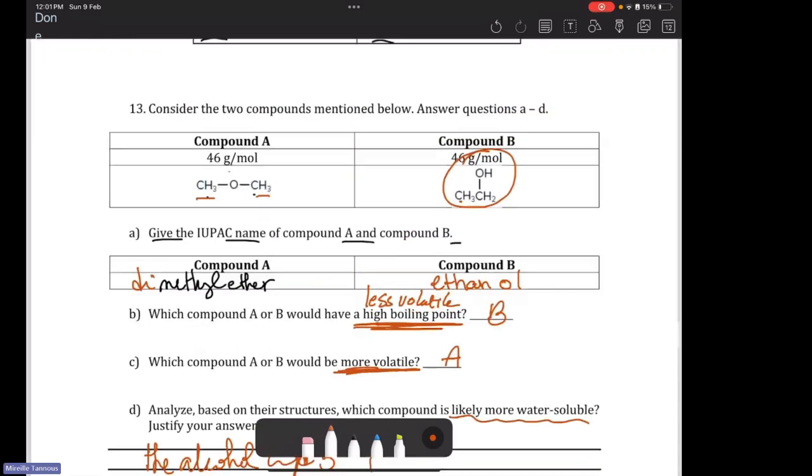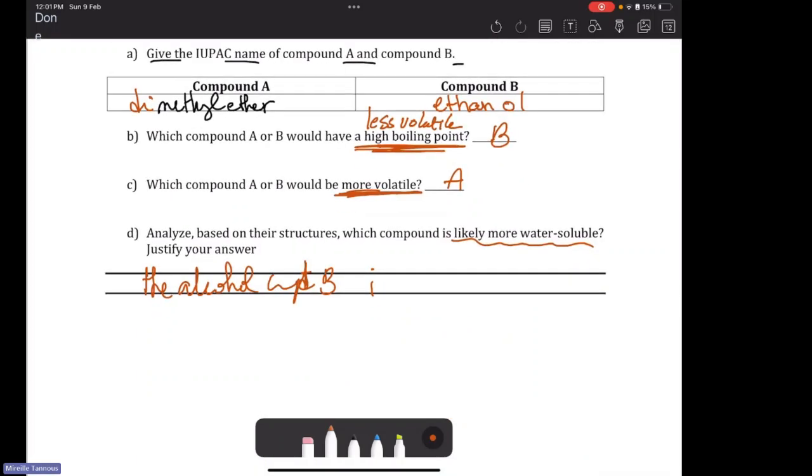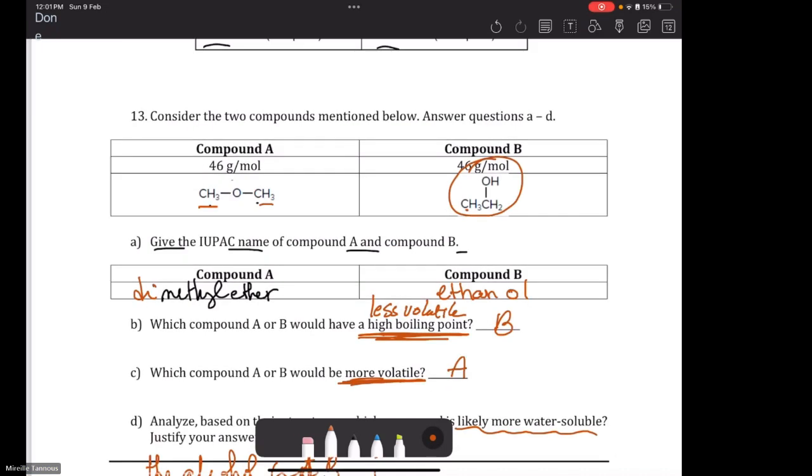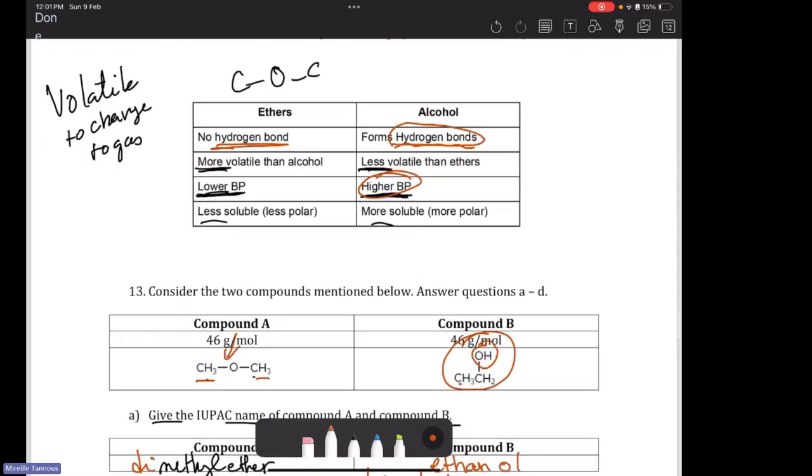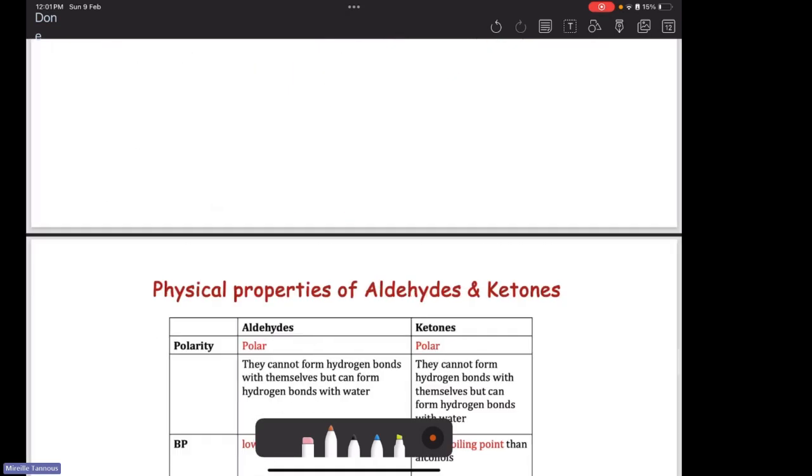Miss, can't we just say that it's more polar? Because of the OH. But the OH makes it able to form hydrogen bonds. So you can say because this has OH and this one doesn't have OH. What does that mean? This can make hydrogen bonds, this cannot make hydrogen bonds. That's the reason. Okay.